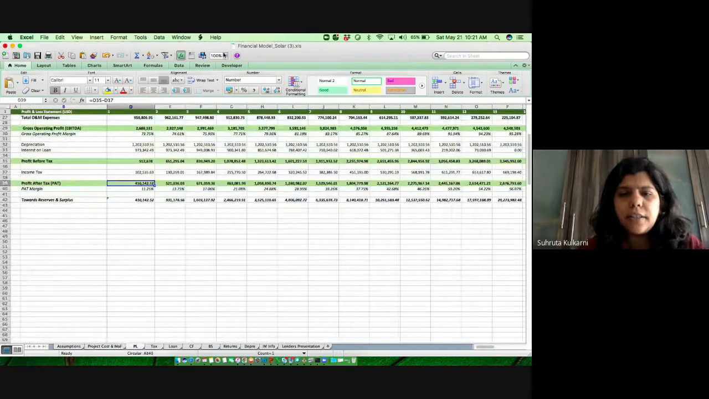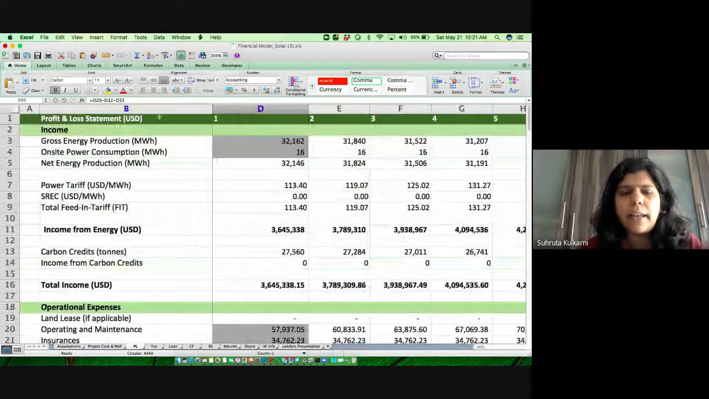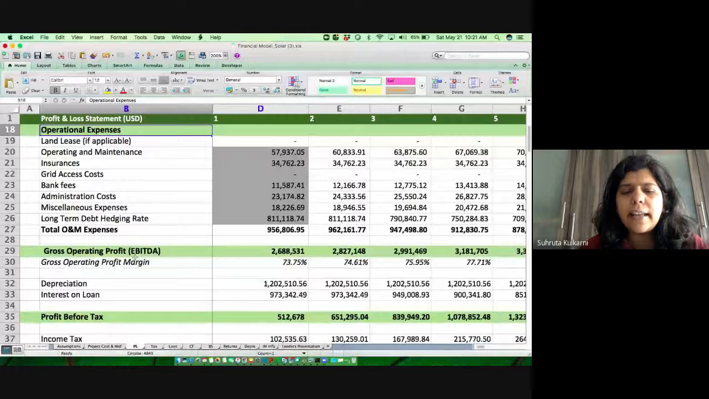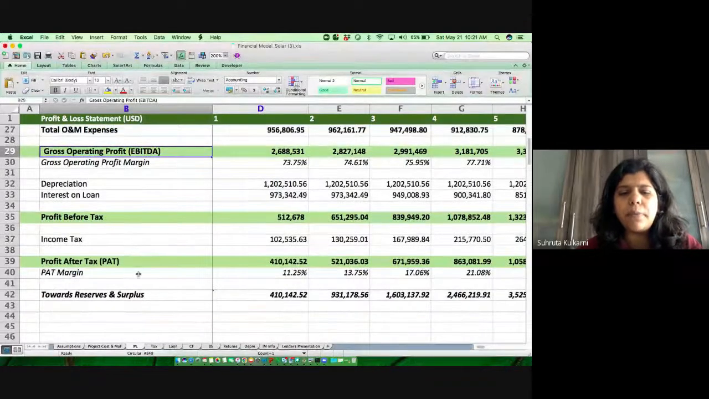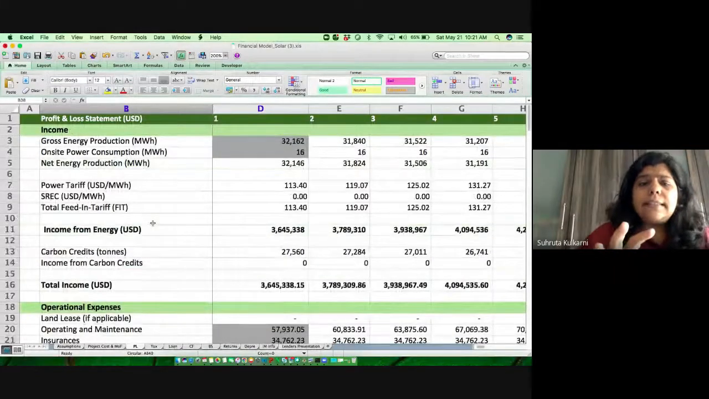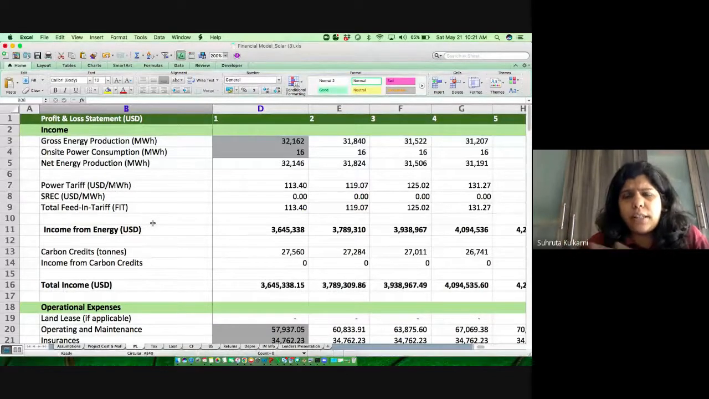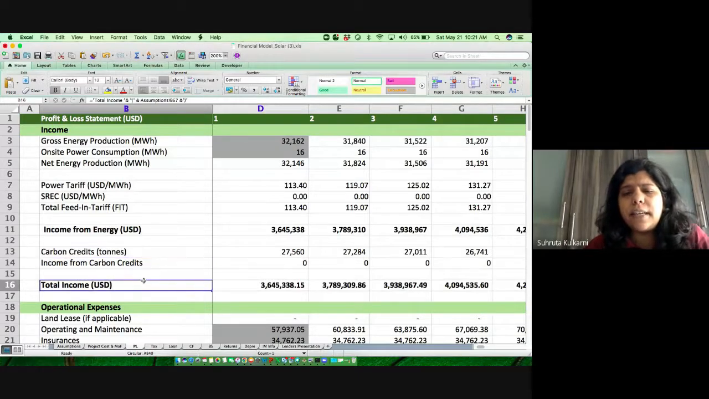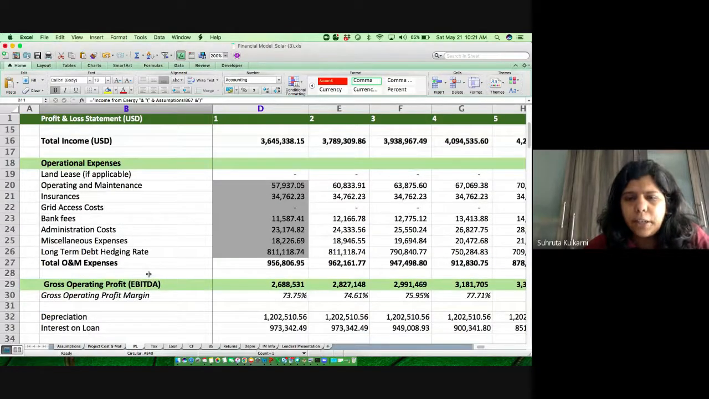Then the third sheet is about P&L. This is an income statement, where I have my revenues and my expenses. Then I calculate the different margins: EBITDA margins, the PBTs, the PATs, etc. Since this is a solar project model, we have just two or three revenue sources, and the expenses are also very few in terms of complexity. So I've combined all of this in one sheet.